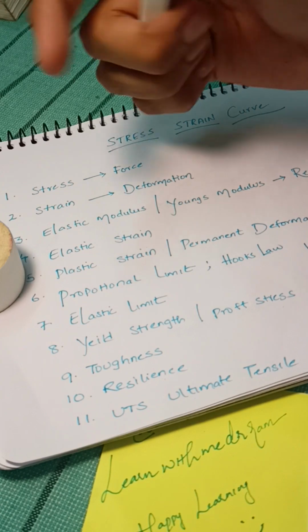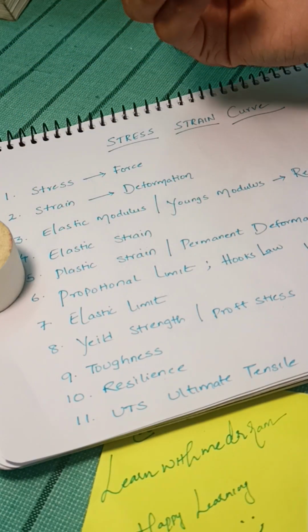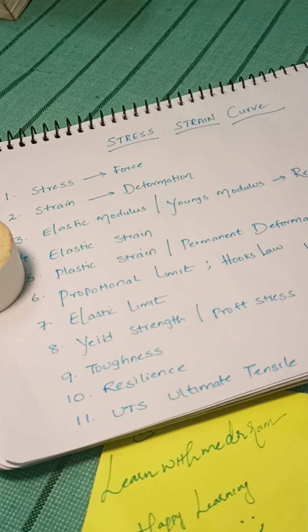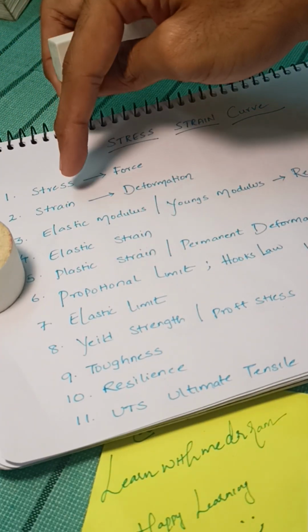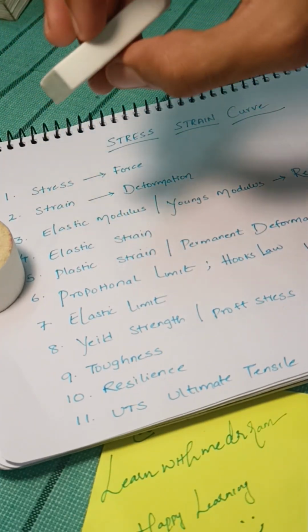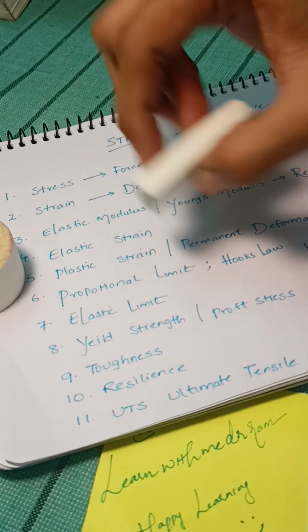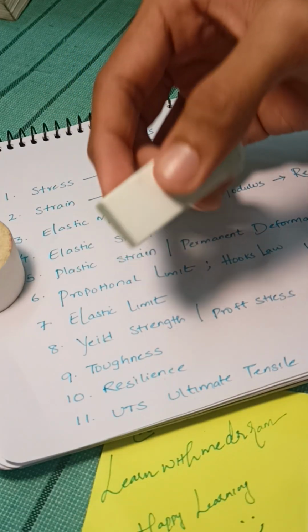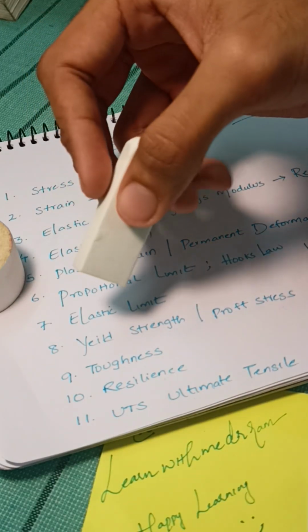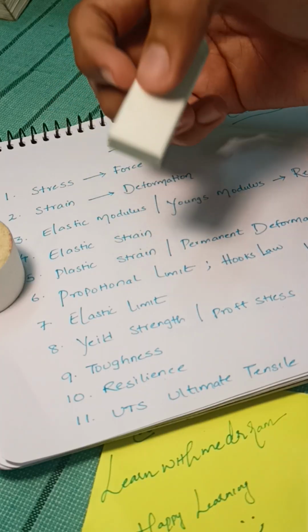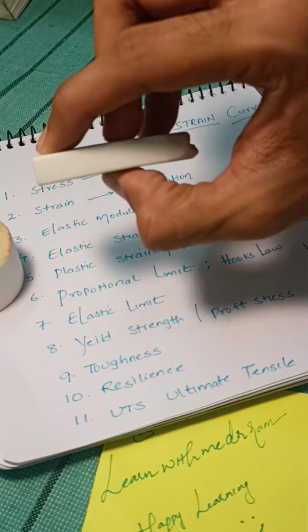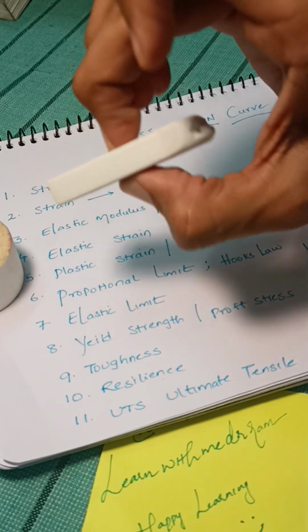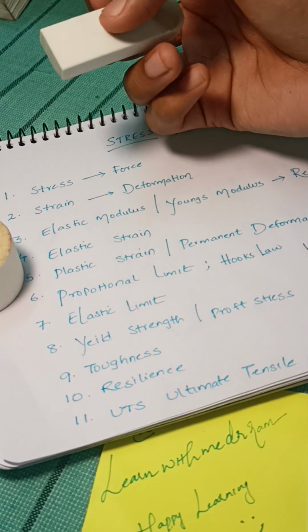Then the next word is proportional limit. We have discussed what stress and strain are. Stress is directly proportional to strain. In simple words, the amount of force I am applying is equal to the amount of deformation that occurs. So that is the proportional limit.